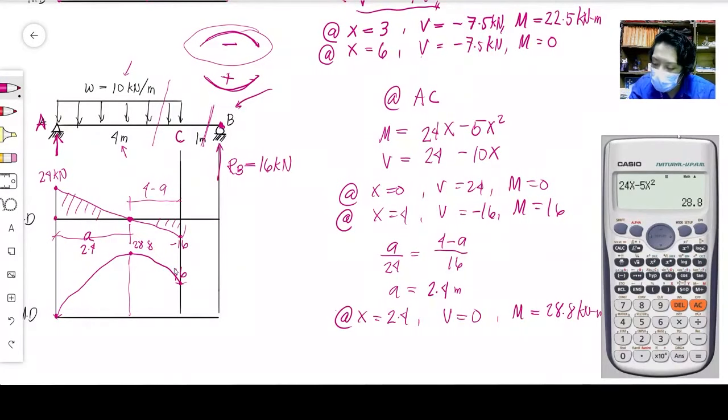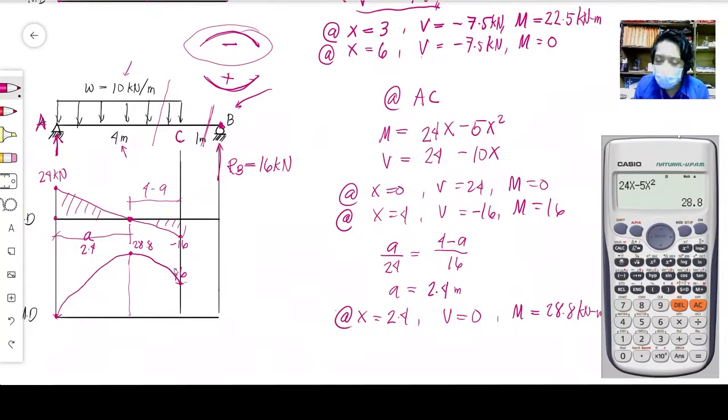So sometimes, the problem would say, find the maximum moment. Then we don't know where the maximum moment occurs. So the first thing you have to do is to find the point where the shear is zero. There are problems that ask for the magnitude of the maximum moment, so your first task is to find the point that has zero shear so that you can find the magnitude of the moment.